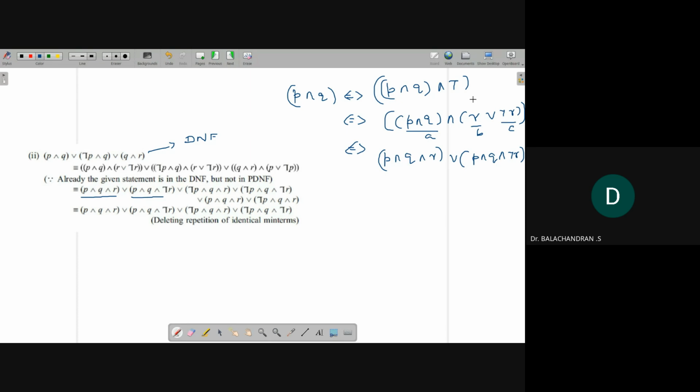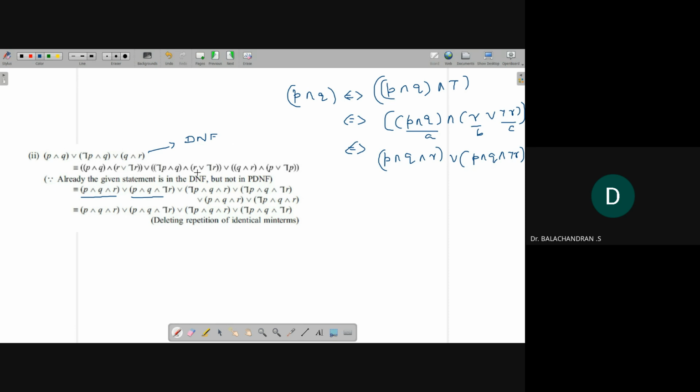Negation Q and T. Here what is missing again? R is missing. So instead of T, they are writing R or negation R. The third one is Q and R and T. What is missing here? P. So P or negation P. So now from this you'll get two expressions.